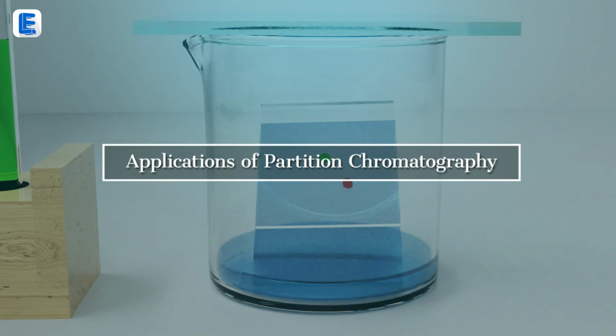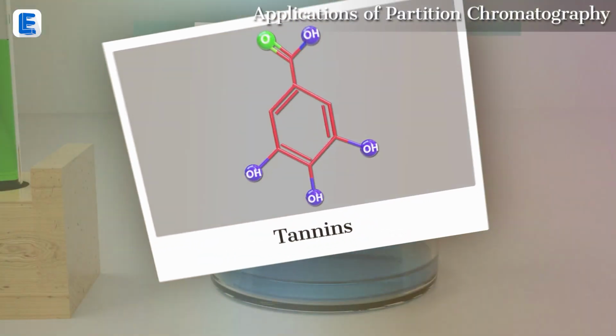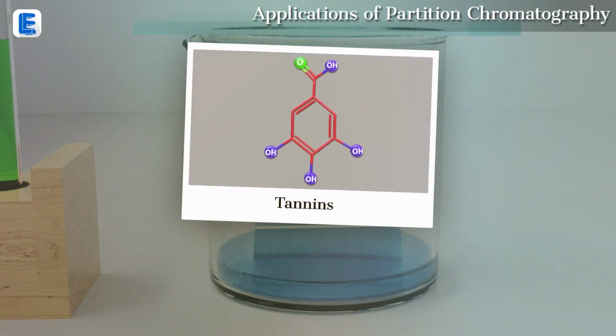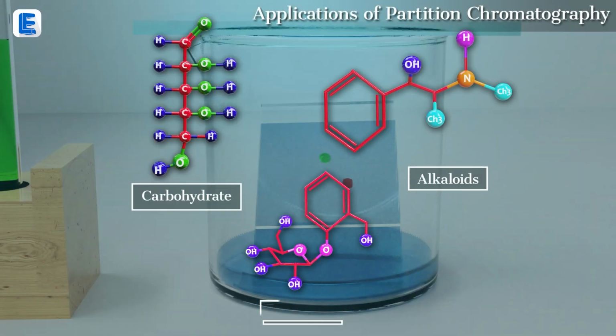Applications of partition chromatography. It is used for separating and identifying amino acids. It is used for separating and identifying tannins. It is used for separating and identifying carbohydrates, alkaloids, and glycosides.